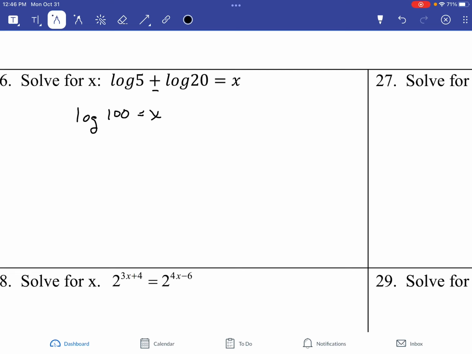Okay, now we have to smash the log to solve the equation. Now the base of this, because it's not written, is going to be 10. So that 10 is going to move over to become the base of the exponent of x, which equals 100. And the x, 10, what power gives you 100 if you raise it from 10 is 2. So 10 squared is 100.